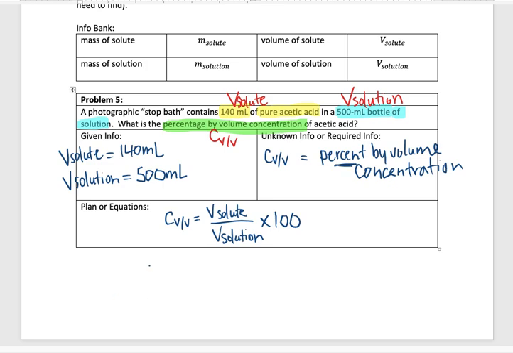Like that. All right, so we're not going to solve it, but if you did want to continue, you just plug everything in. You know the solute, you know the volume of solution, so take them, divide it, times it by 100, and you'll find your concentration.